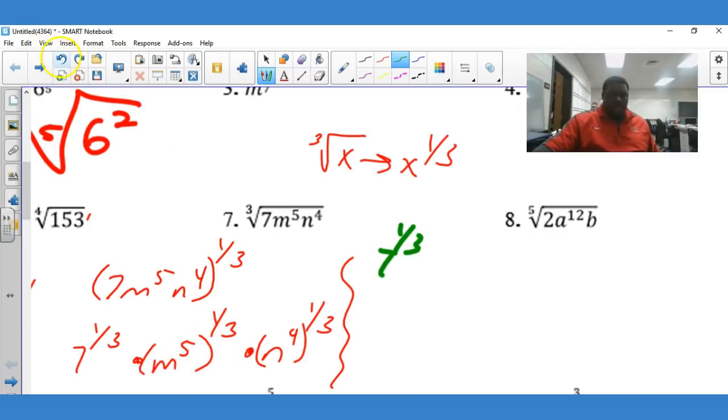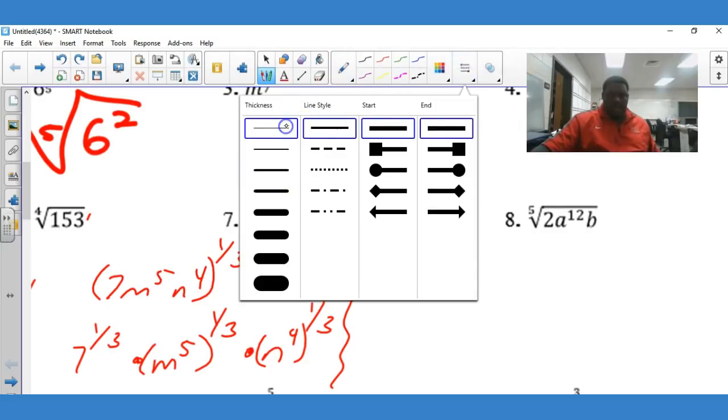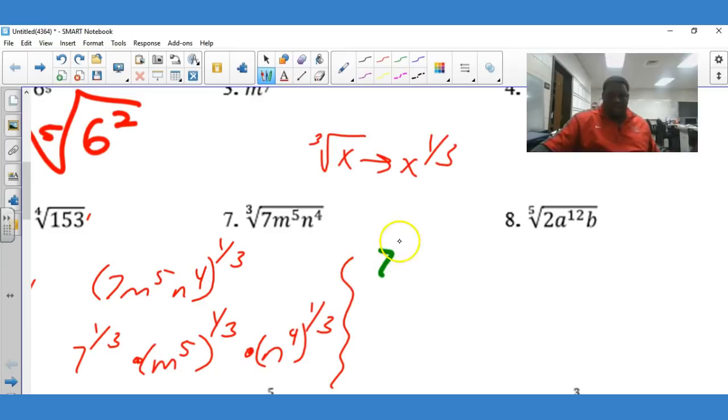All right. So when you do that, you get 7 to the 1/3. Now, the power to the power, 5 times 1 divided by 3 is going to be m to the 5/3. And you have n, 4 times 1, 4 thirds. All right, there you go.